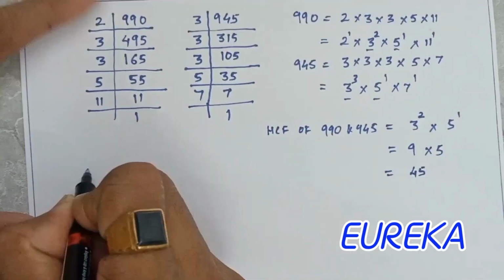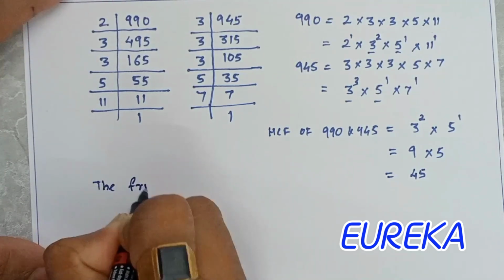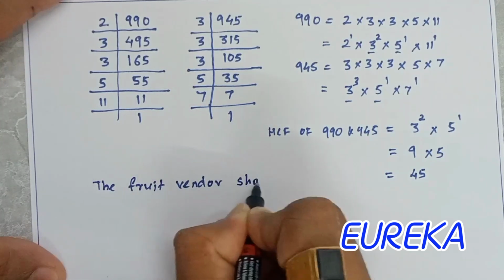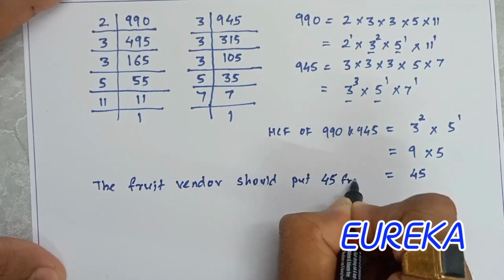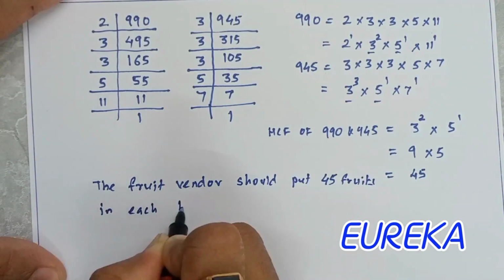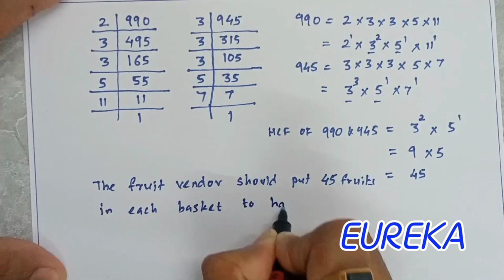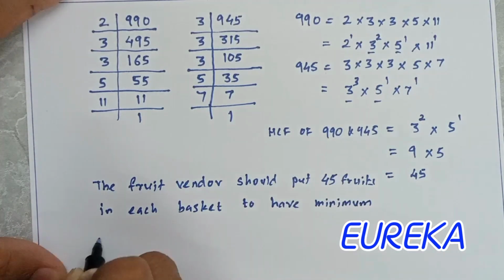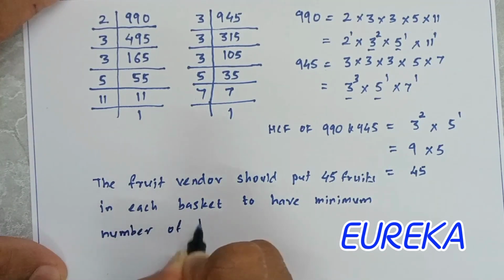So what we'll say here? The fruit vendor should put 45 fruits in each basket to have the minimum number of baskets.